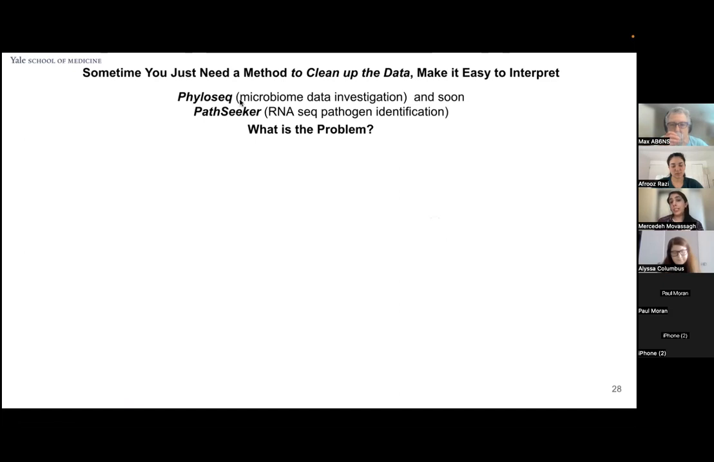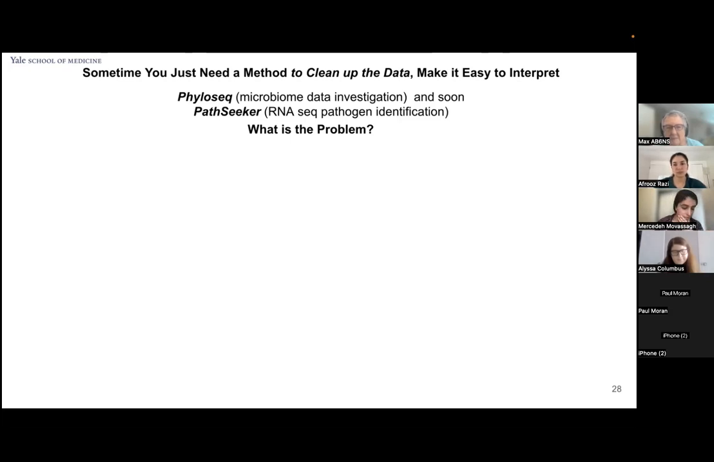So phyloseq is an example of a very successful package for microbiome sequencing that does exactly that as well. There is no sophisticated statistics in there. It's a lot of functions that basically make the visualization and analysis of 16S data easy. And a lot of times, to be honest, when you're working with physicians, they are looking for something like that. They are looking for something that just cleans up the data and gives them the final results. So PathSeeker is a package like that as well.